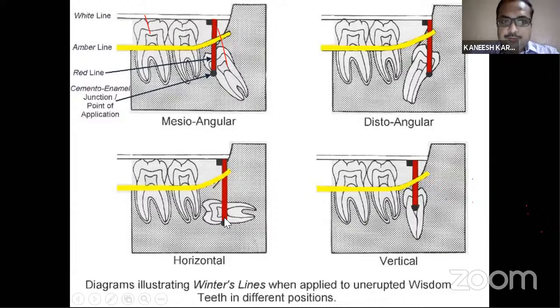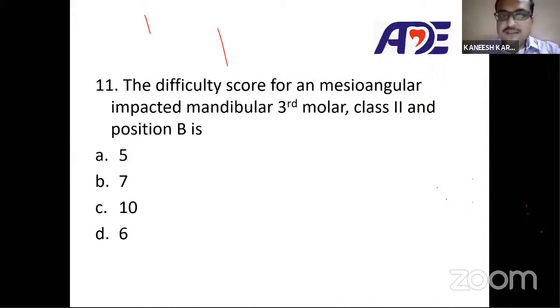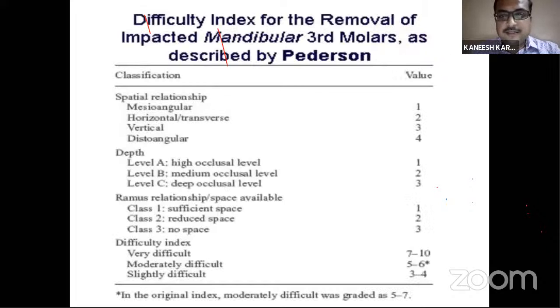So the difficulty score for a mesioangularly impacted third molar, class 2 and position B, according to Peterson's difficulty index, is 5. It is based on the spatial relationship: mesioangular 1, horizontal 2, vertical 3, distoangular 4; depth A, B, C is 1, 2, 3; and ramus relationship class 1, 2, 3 is 1, 2, 3. If the difficulty index is 7 to 10, it is very difficult; 5 to 6 moderately difficult; and 3 to 4 slightly difficult.